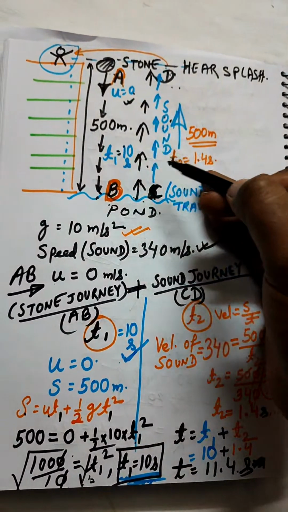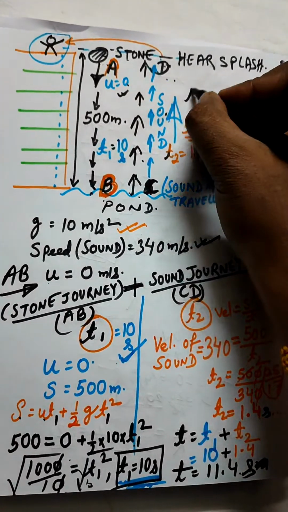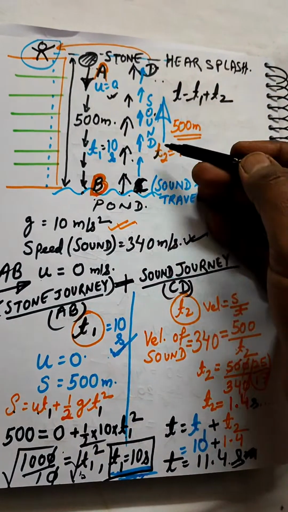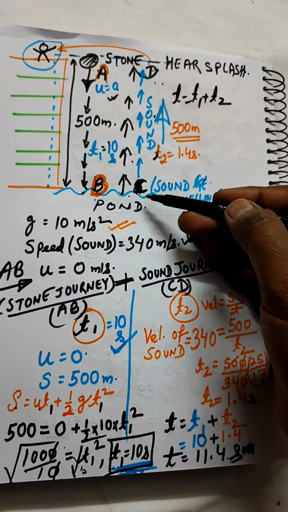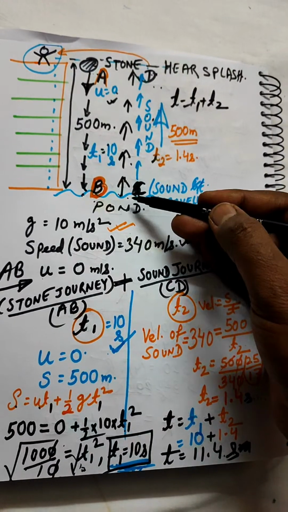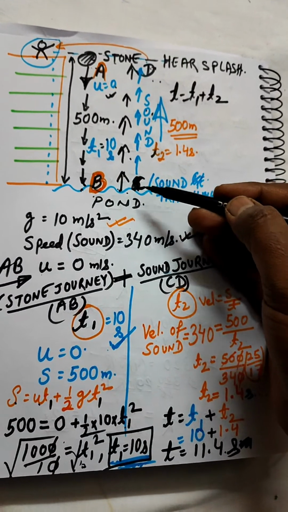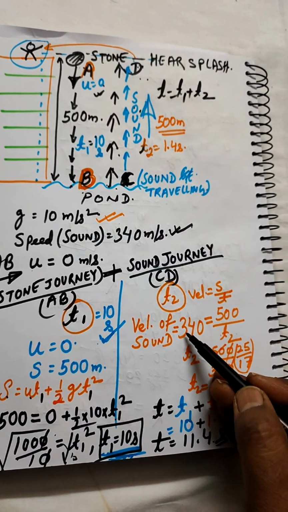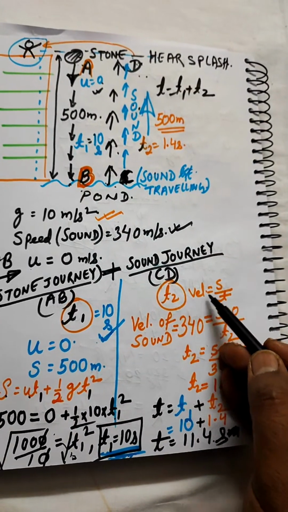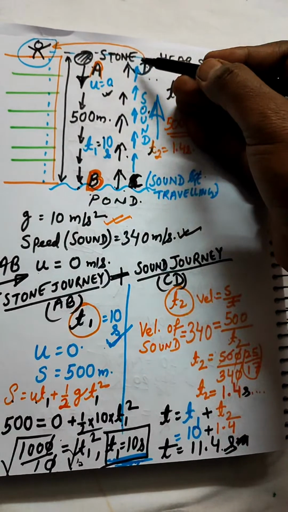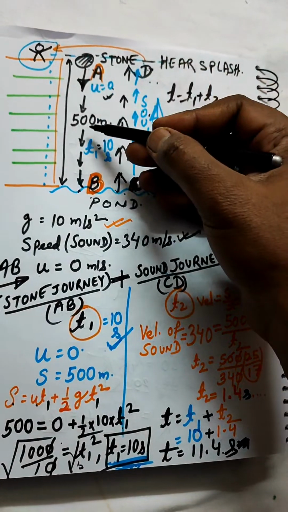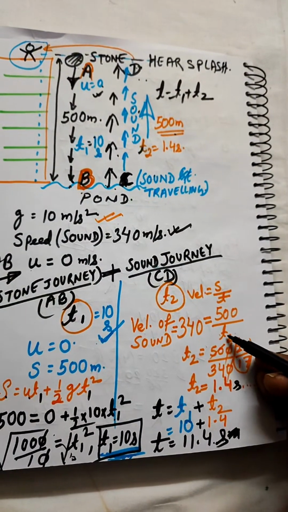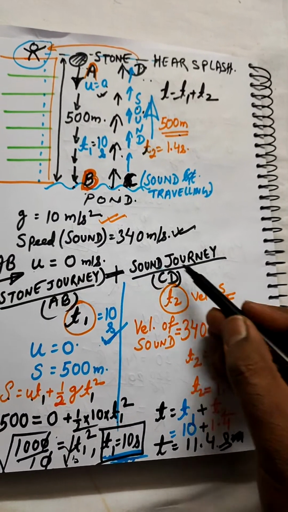Now you have to calculate t2. This is the total time. Total time is t1 plus t2. For the T2, the sound is generated from the pond floor, or from the surface of the floor, and the second part is covered, that is sound journey CD. So you are knowing the velocity of the sound 340 meter per second, it's given, and displacement again the same 500 meter to the top of the building. This is equal to 500 meter. This will be covered by the sound, and time taken is T2. That is the second part of the journey. That is the sound journey.